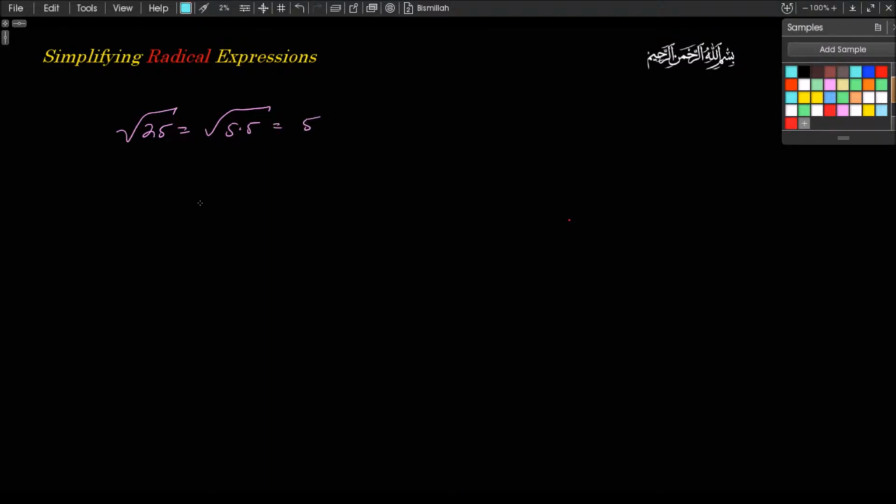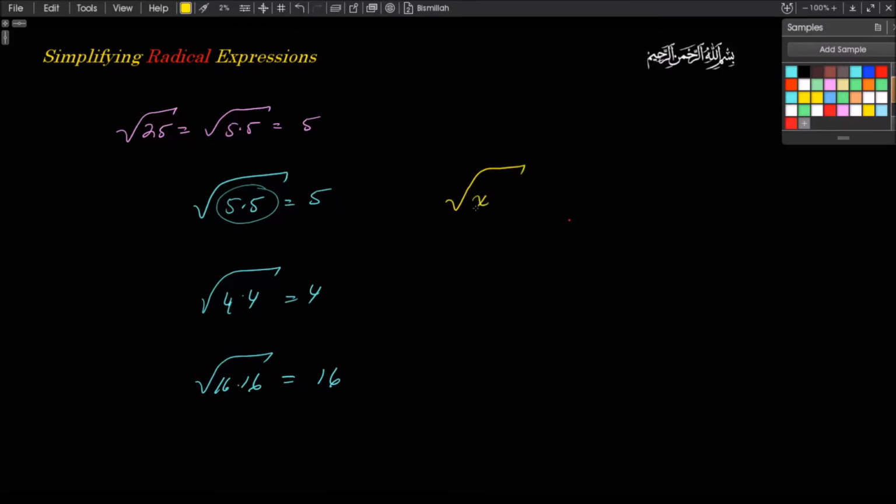From this, you have to understand that the square root of anything multiplied by itself is that thing. The square root of 4 times 4 is 4. The square root of 16 times 16 is just 16. In the same way, the square root of x times x is going to be x. The square root of y times y is just going to be y. From this, we understand that the square root of x squared is x, and the square root of y squared is going to be equal to y.